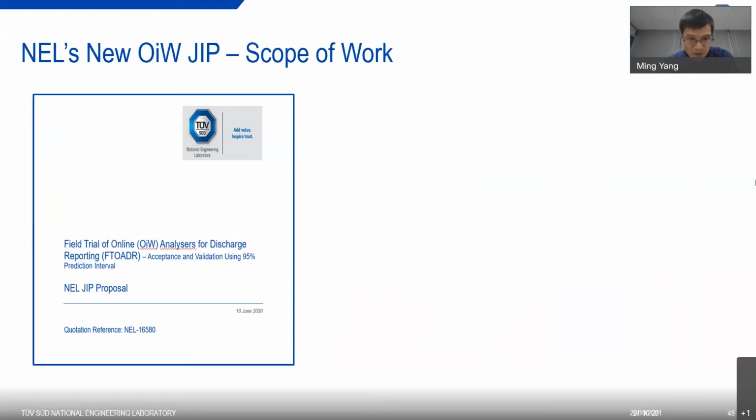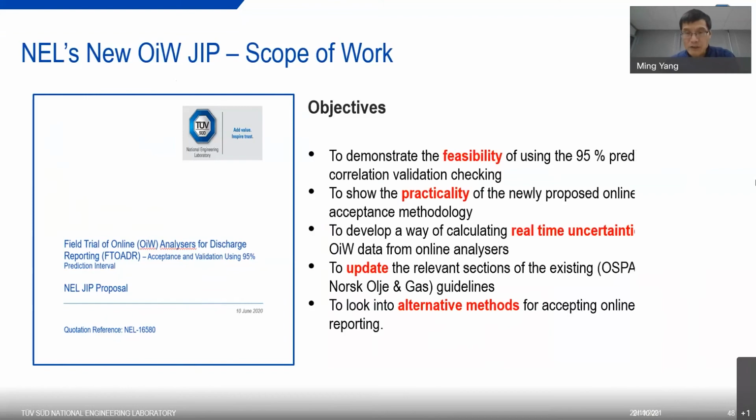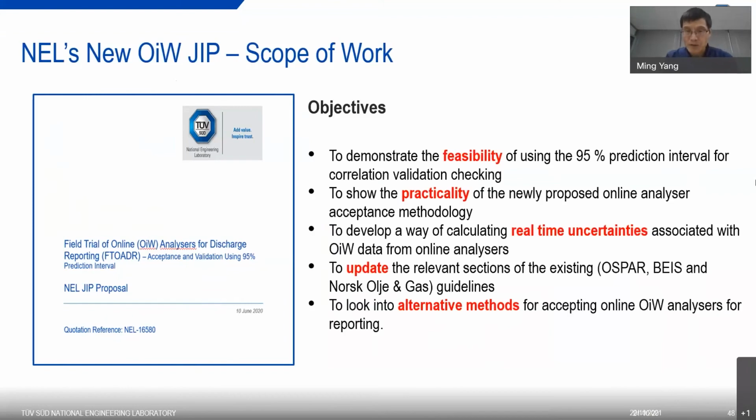And I should say, just note the date: it started in June 2021. The new JIP is entitled "The Field Trials of Online Oil and Water Analyzer for Discharge Reporting." Effectively, we're going to try what we found from the last JIP, so we're going to look at the feasibility and practicality of the newly proposed methodology in accepting the use of online analyzers for discharge reporting. We are also going to develop a way of calculating real-time uncertainties associated with storing data from online analyzers.